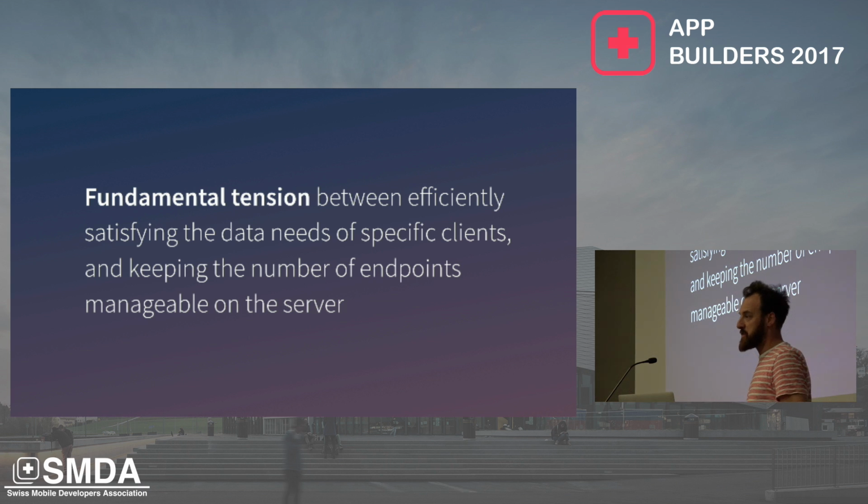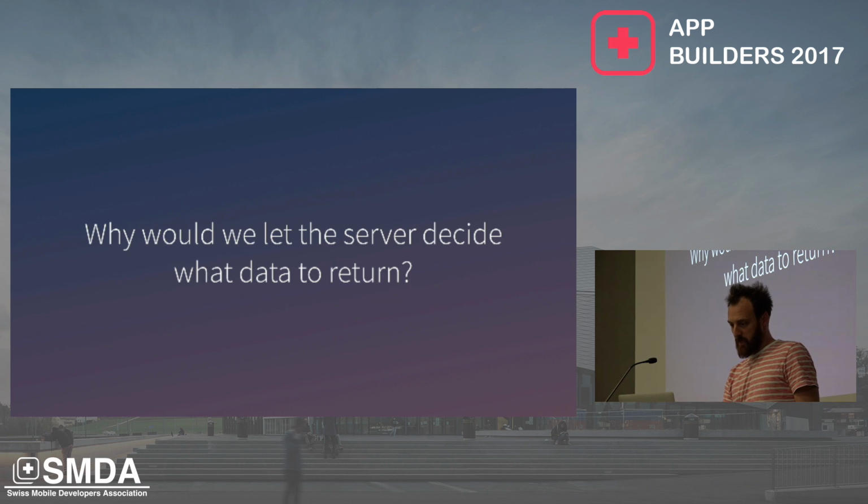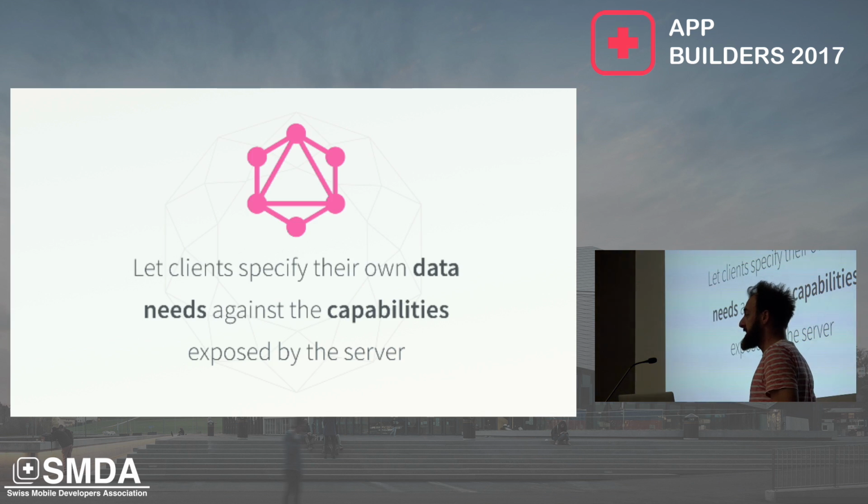And this is what I would say is the fundamental problem of RESTful APIs. So the question the Facebook team working on GraphQL asked themselves is basically, why would we let the server decide what data to return? And I think that's a really good question to ask. So we can talk a lot about the RESTful paradigm and REST as an architectural style and where it came from. But if you approach things from a more pragmatic point of view, what apps, in this case mobile apps, really need from an API, I think it makes a lot of sense to say, instead of letting the server specify what data it returns, let clients specify the exact data they need. But then do that in a very structured way against capabilities exposed by the server.